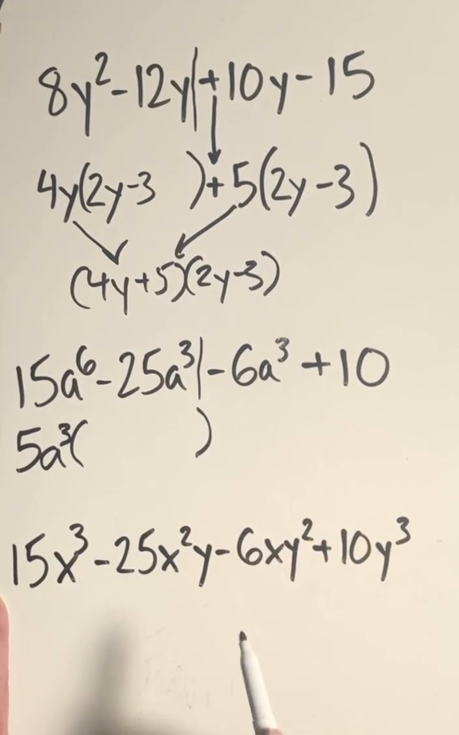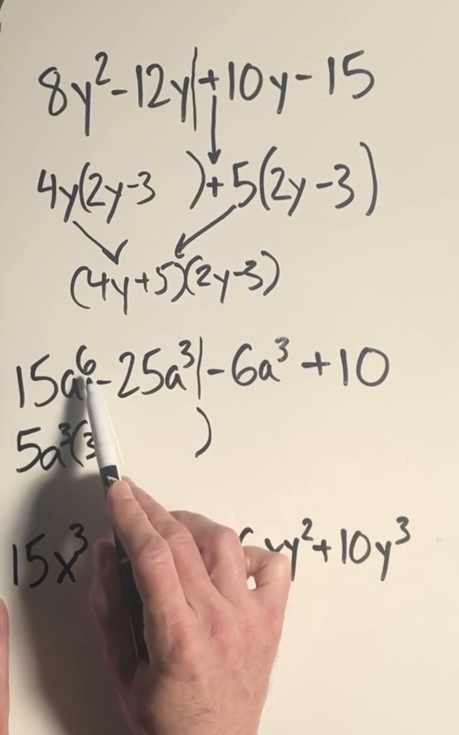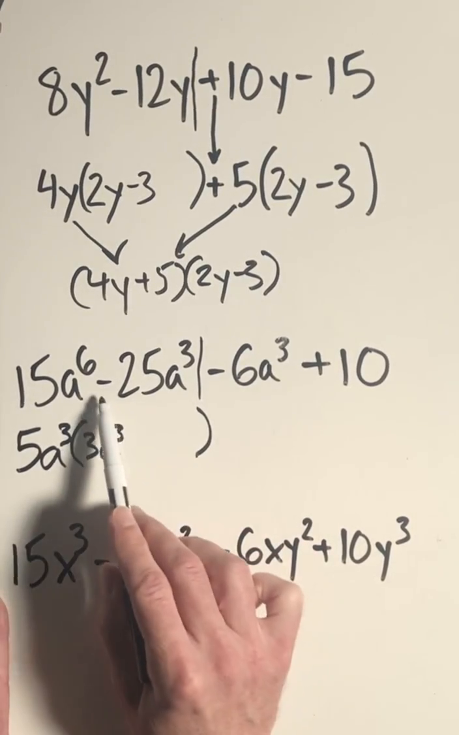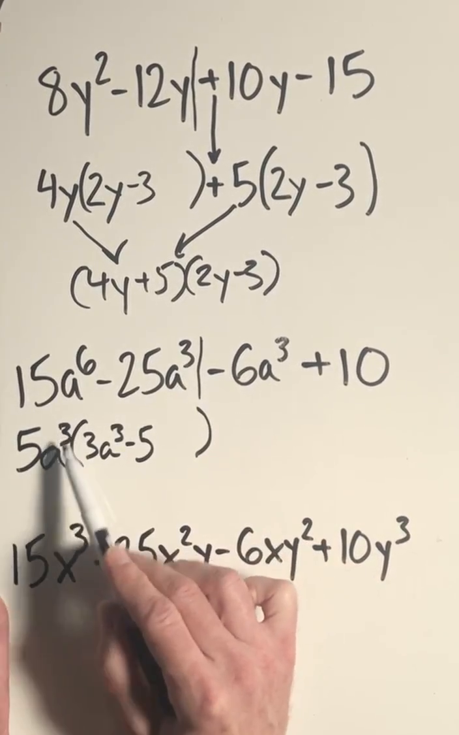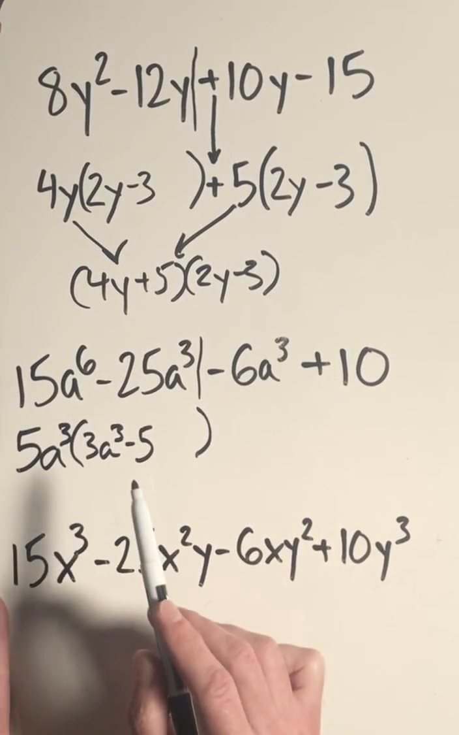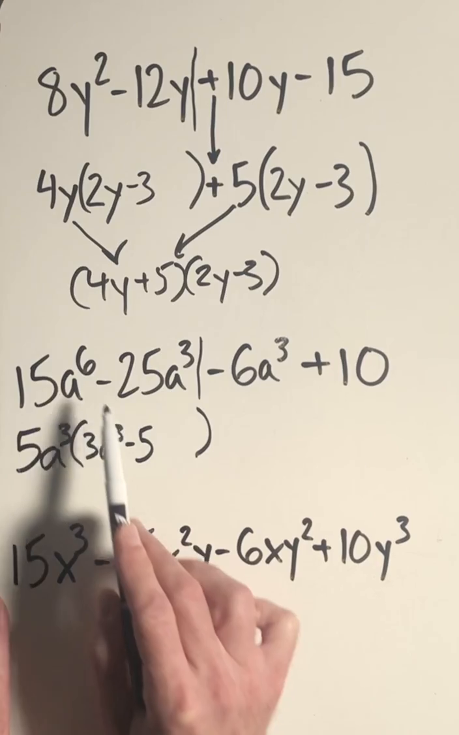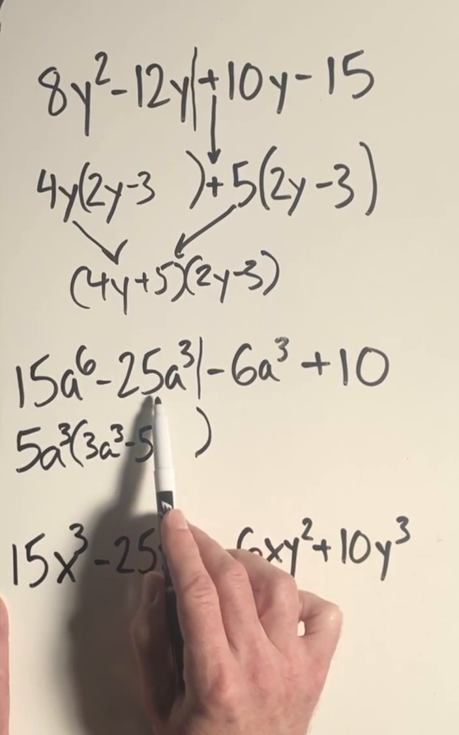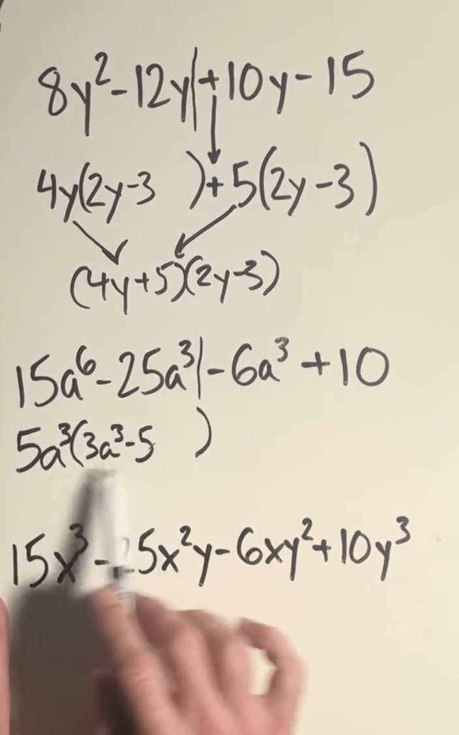And now I'll express the rest using parentheses. 15 divided by 5 is 3. A to the 6th divided by a to the 3rd is a to the 3rd. Negative 25 divided by 5 is negative 5. A to the 3rd divided by a to the 3rd is 1, so I don't have to put a variable here. Again, check this using the distributive property. 5 times 3 is 15. A to the 3rd times a to the 3rd is a to the 6th, so I know I've done this piece right. 5 times negative 5 is negative 25. A to the 3rd times 1 is a to the 3rd, so I know I've distributed properly here.